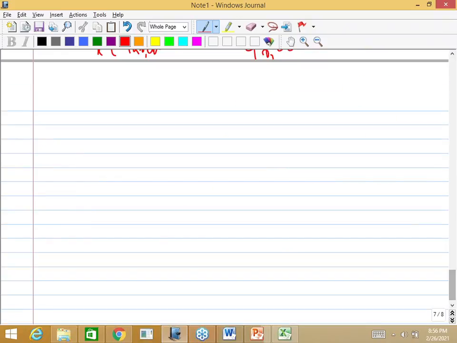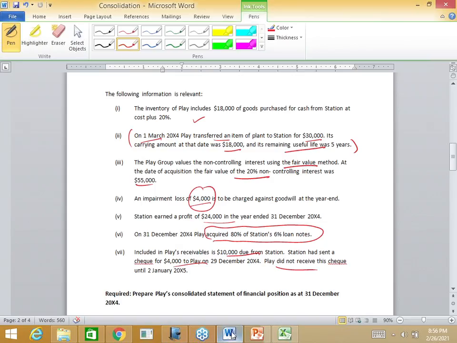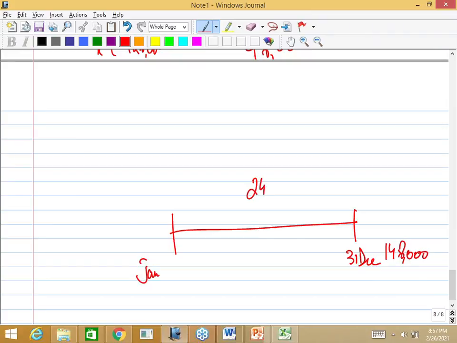Okay. One of the students wants me to explain goodwill at reporting. On 31st December, the retained earnings at the reporting date is 1,48,000. And in this whole year, from January to December, the company has earned a profit of 24,000.